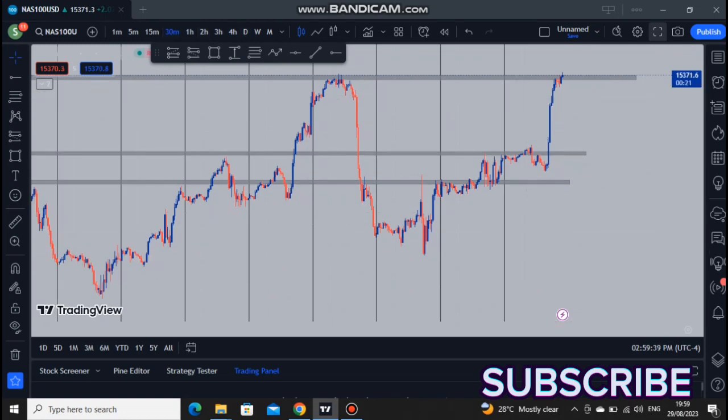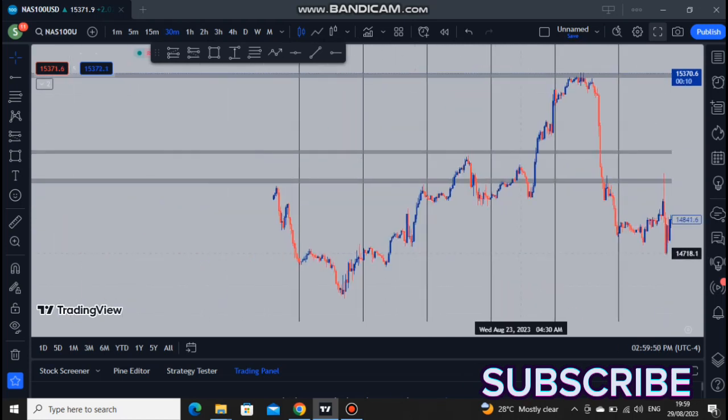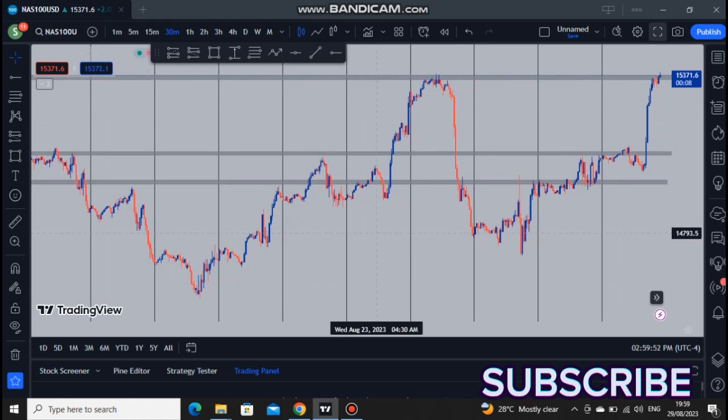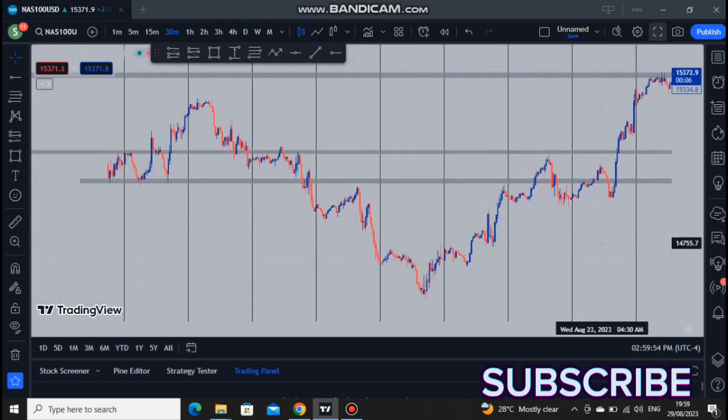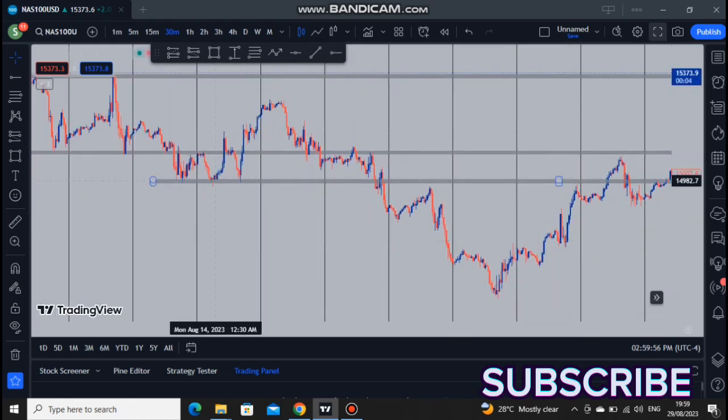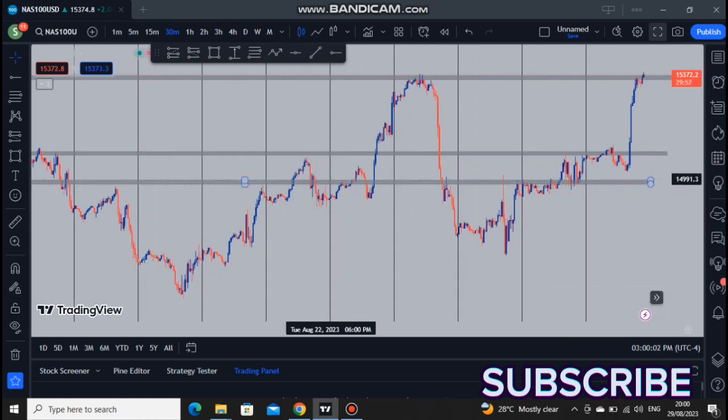On the 30 minutes time frame, we already know that we are bullish. What are we going to be looking out for? We're only going to be looking out for buys, only buys. If we don't see any option to buy, we are not going to trade. Looking at what we already drew from our higher time frame, you can see there is rejection. Here the market still reacted.